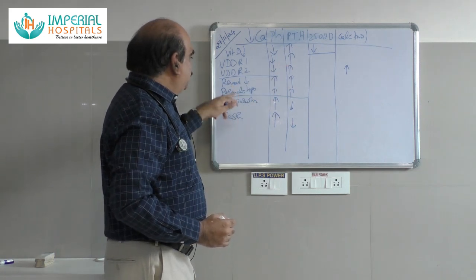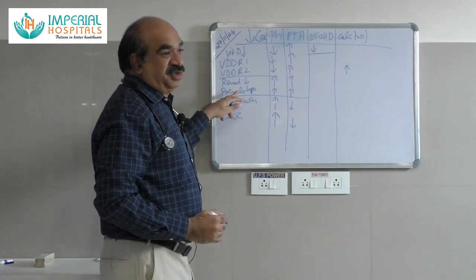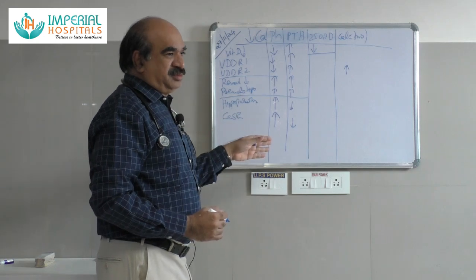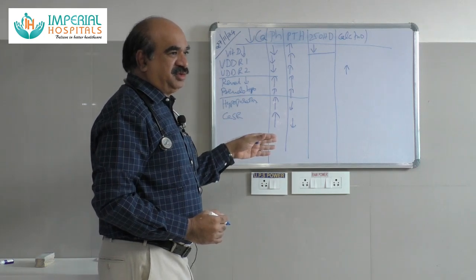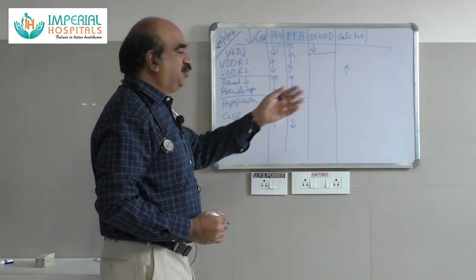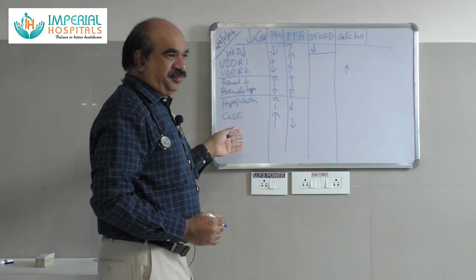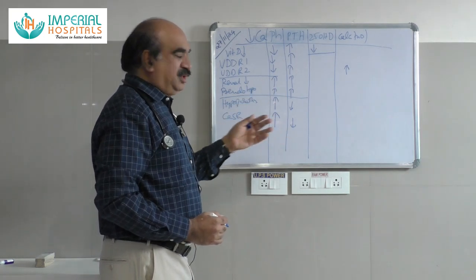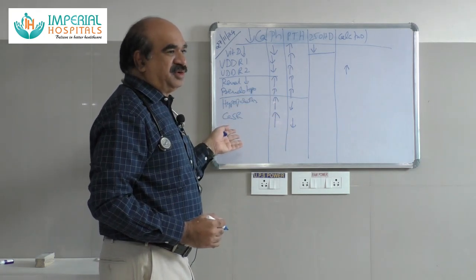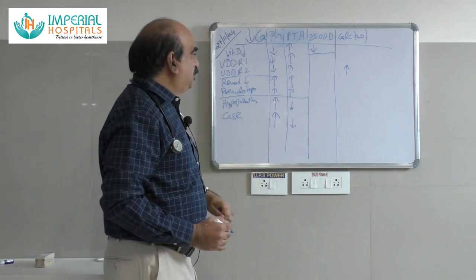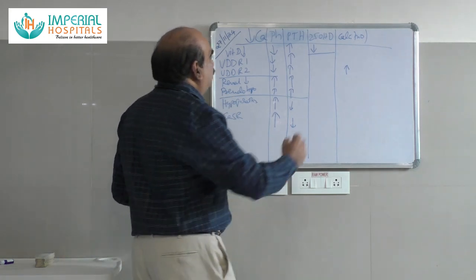In other conditions also, in renal insufficiency, again 1,25-dihydroxy vitamin D synthesis is reduced. So, calcitriol will be low. In hypoparathyroidism, again calcitriol will be low. In calcium sensing receptor defect also, calcitriol will be low. So, in all other conditions, calcitriol will be low.